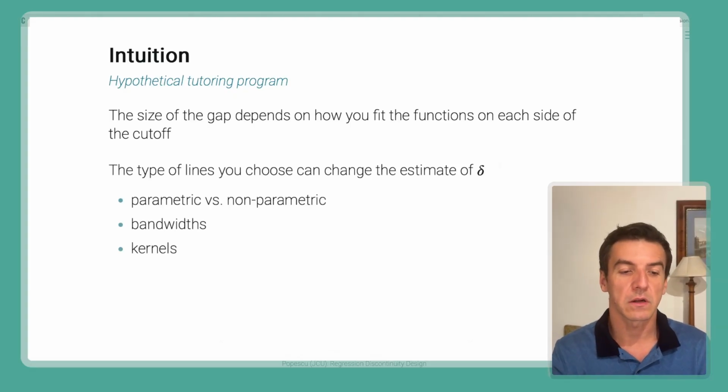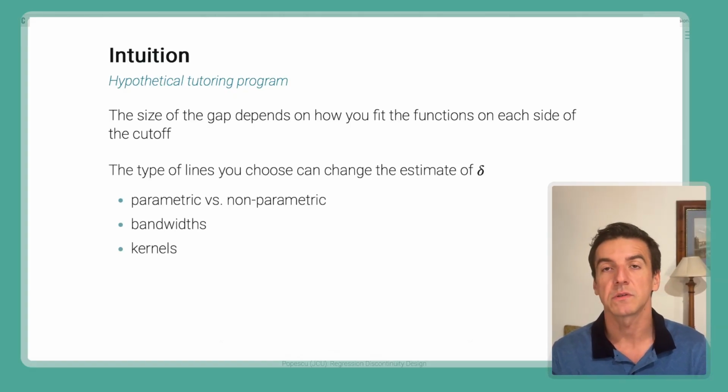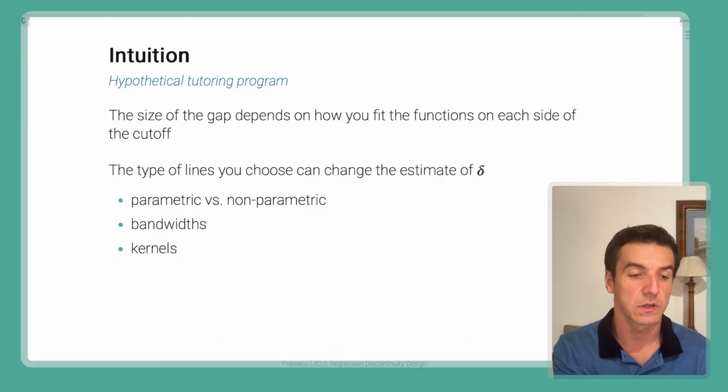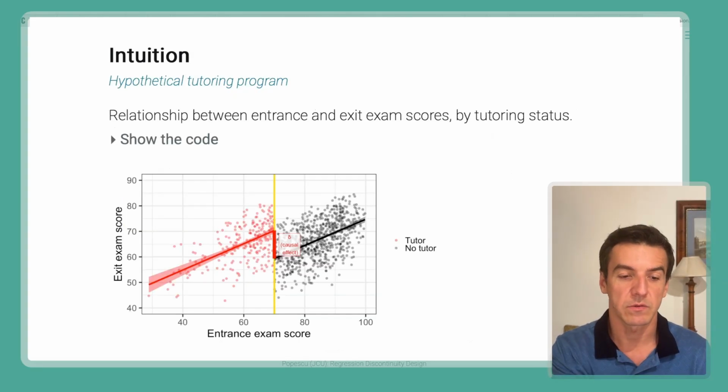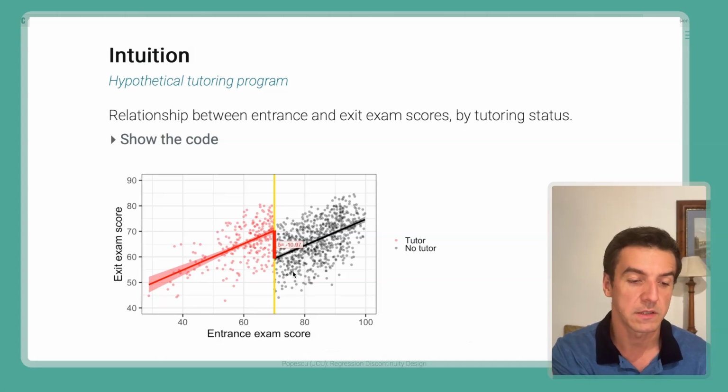So some of these include whether our estimation of delta is parametric versus not parametric, what kinds of bandwidths we're using, what kind of kernels. So I'm going to illustrate now how these different specifications could impact the size of the delta. So this was the linear model that we estimated for both the students who got the tutoring program versus not. This is an effect of minus 10.97.